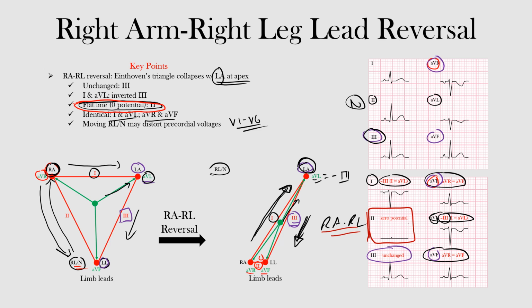Well, that's the end of this lecture. We discussed right arm, right leg lead reversal and how to identify it on the EKG. I hope you learned something.